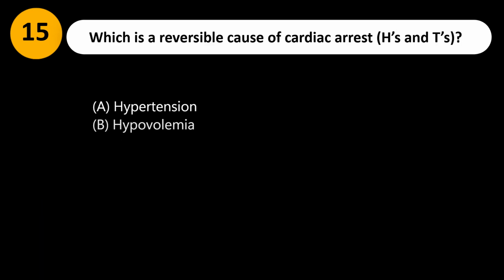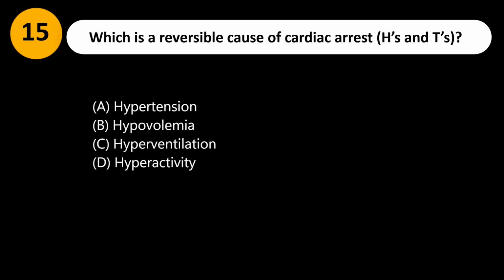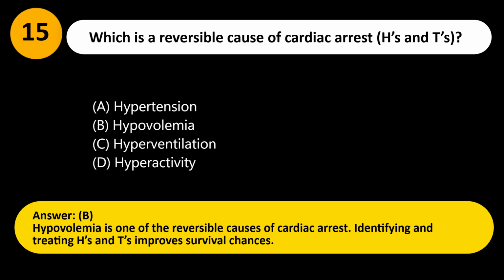Which is a reversible cause of cardiac arrest, H's and T's? A. Hypertension. B. Hypovolemia. C. Hyperventilation. D. Hyperactivity. Answer, B. Hypovolemia is one of the reversible causes of cardiac arrest. Identifying and treating H's and T's improves survival chances.